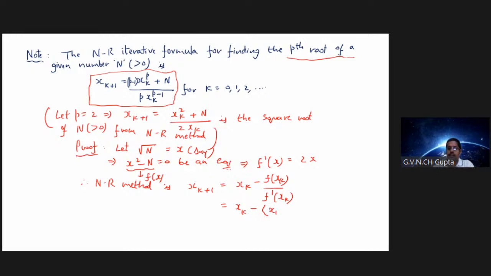So we get xk square minus n divided by 2 times xk. When you take the LCM, 2xk into xk gives 2 xk square, so 2 xk square minus xk square, that is xk square minus of minus n, plus n, divided by 2xk. So which we got directly in the above box by putting p is equal to 2.